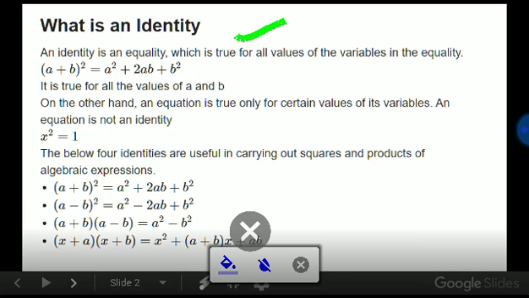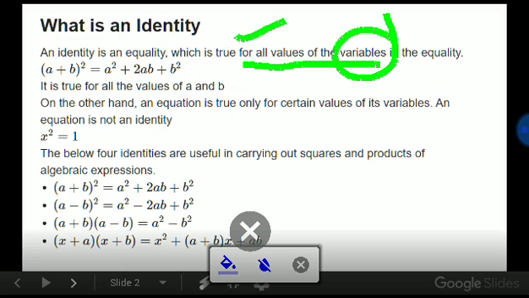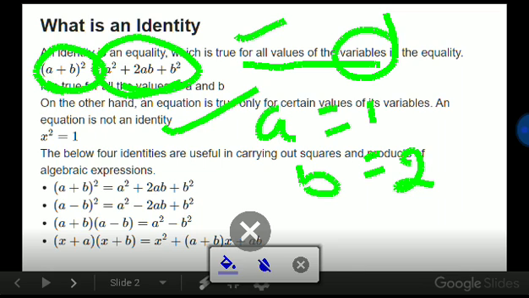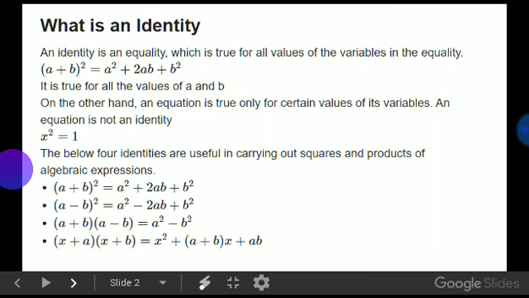As it is written over here, an identity is an equality which is true for all values of the variable. Focus on the term variables. For example, (a + b)² = a² + 2ab + b². If we put a = 1 and b = 2 and solve the left hand side and right hand side separately, we will get the same result. That means both of the parts are equal. If we interchange their values, in that case also we get the same values. It is true for all the values of a and b.